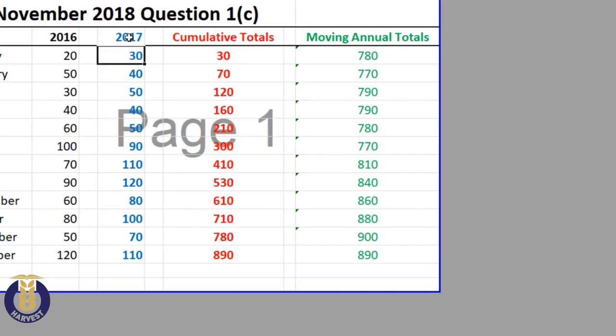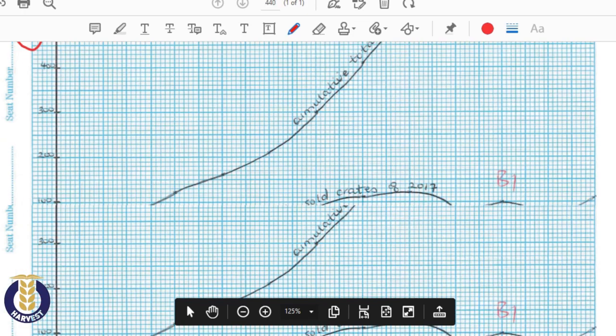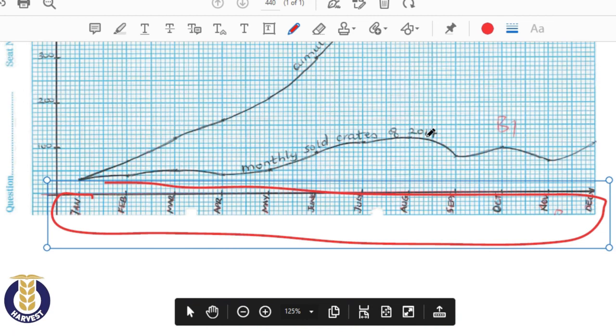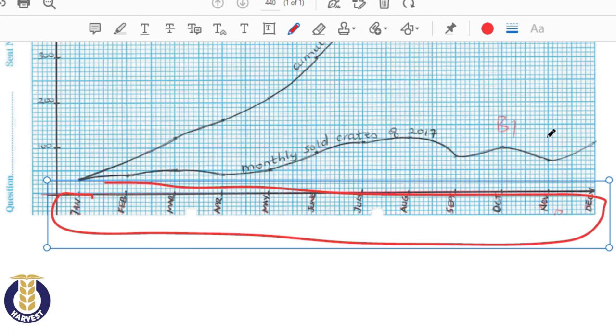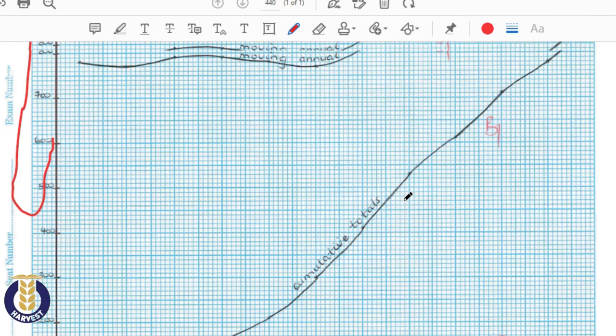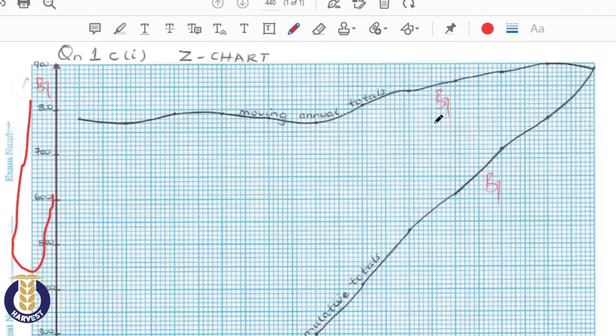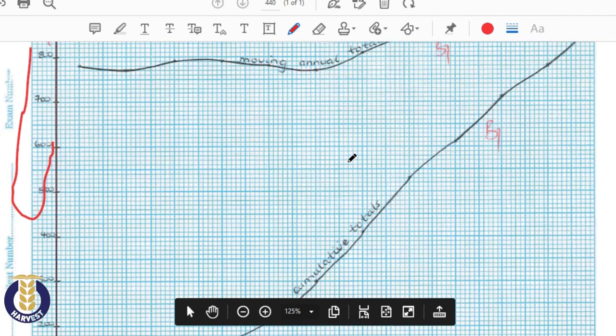And then finally, the figures in blue, the 2017 current year, are the ones that make this line. This line represents the monthly sales, the monthly sold crates of our crates. So it makes the Z. So try it out yourself before going to the exam, so that you're sure you can achieve the Z out of your graph.